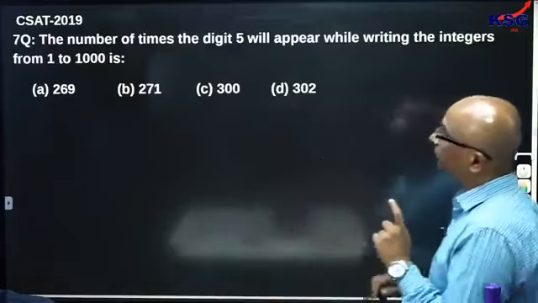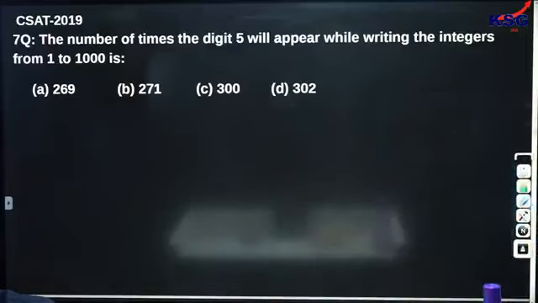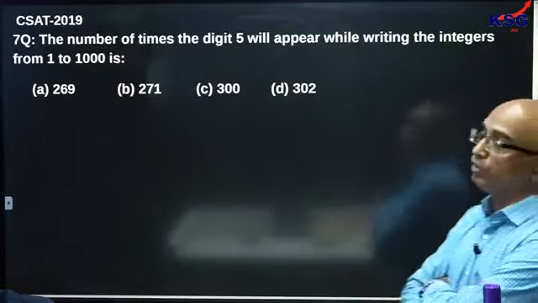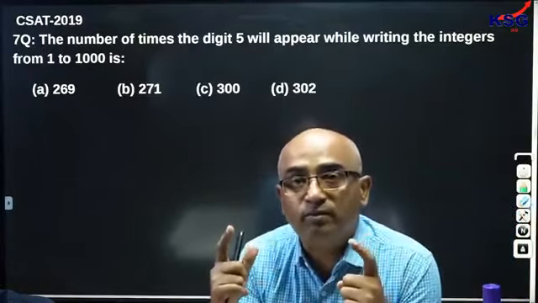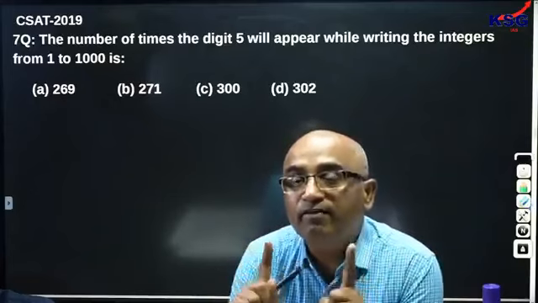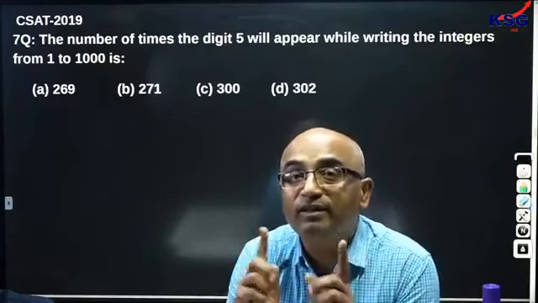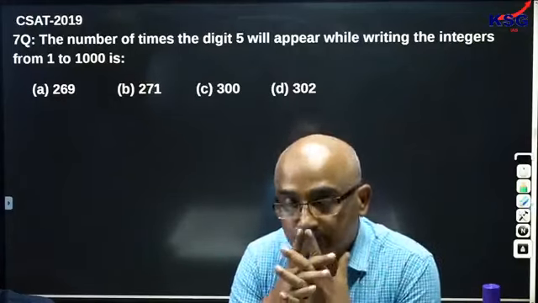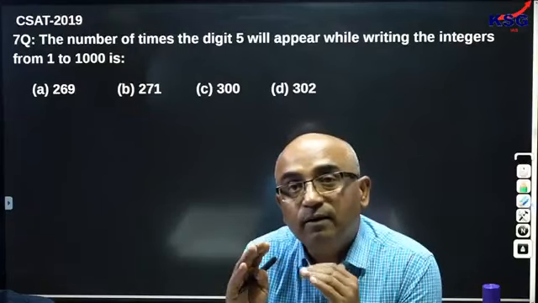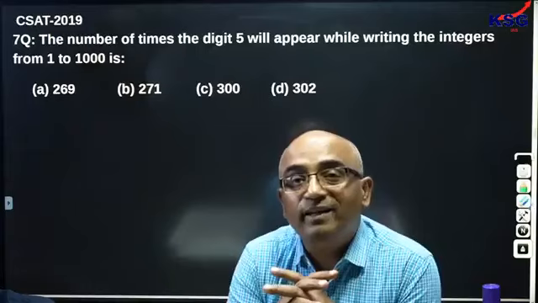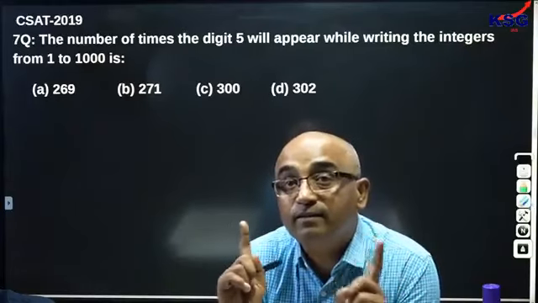See here the question: the number of times the digit 5 will appear while writing the integers from 1 to 1000. Students, use the knowledge of the previous 2 questions. We have discussed that 7 appears 20 times in the first century. So in every century, 5 also appears 20 times. But there is an exception.